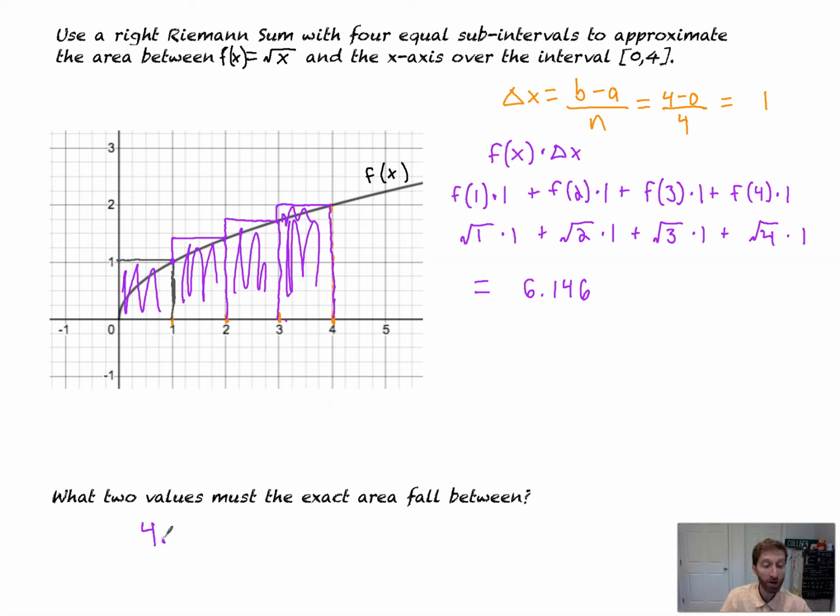Well, we know that the undershot was 4.146. So the area will not be less than that. And the overshot, this was a clear overshot, was 6.146. So I don't know what the exact area is. Not yet. We'll be able to find that down the road, but I know it falls between the left and right Riemann sums. More on what's an over and an under approximation down the road, but for now, we'll end it here.